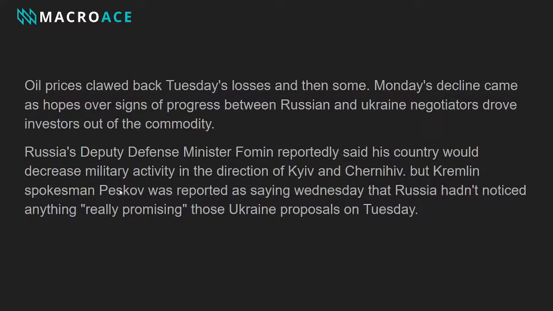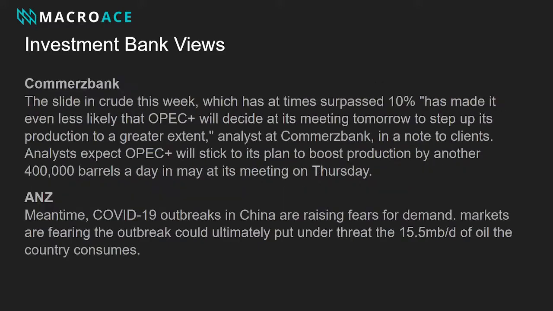So again, you had mixed sentiment from Russia, that the Deputy Defense Minister Fomin reportedly said that the country would decrease military activity in the direction of Kiev and Chernihiv. But the Kremlin spokesman Peskov, who has been at the forefront when looking for comments on what the Kremlin is thinking, said that Russia hadn't noticed anything really promising from those Ukrainian proposals on Tuesday. So a lot of mixed reactions that we have seen overall from the markets just from these headlines, which has dominated the sentiment overall.